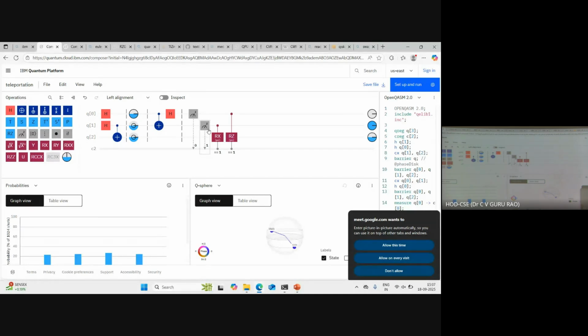These are the classical operations. You don't have to worry about this. Just this thing.